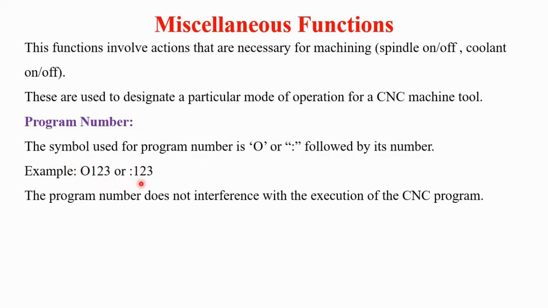123 is the program number, followed by the letter O. Similarly, we can also write this program number with another symbol followed by 123. This program number does not interfere with the execution of the CNC program. In a computerized numerical control machine, the computer is used to store a number of programs, so interference between programs is possible. The program number is used to avoid this interference in the execution of the CNC program.